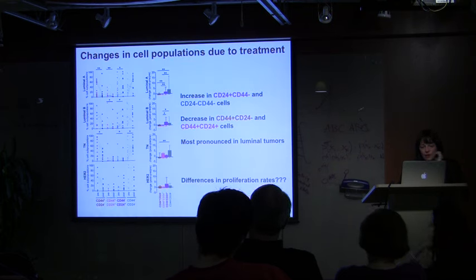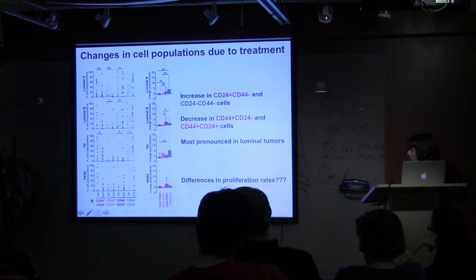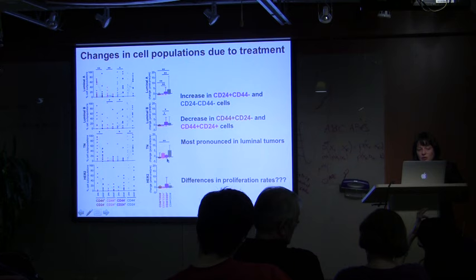And what we found, if we're looking at these four different cell types, the four different colors, is that the frequency seems to be changing in a way that the red ones, the CD44 positive cells, seem to decrease after treatment, and then the CD24 seem to be increasing after treatment. And this just shows this was actually true in each of the cell types.